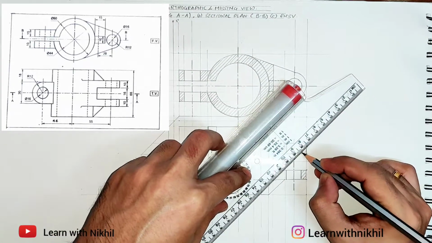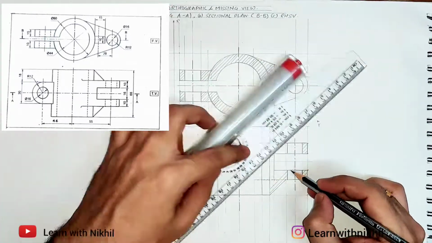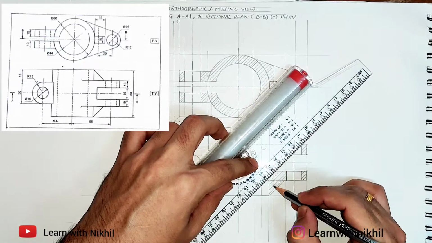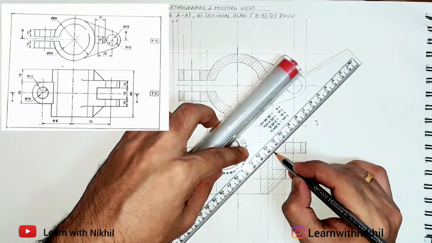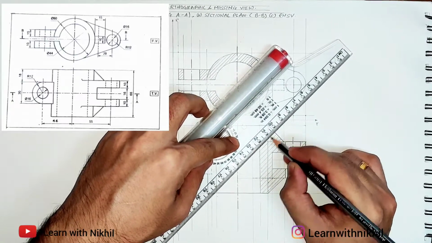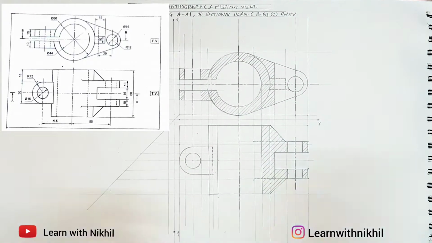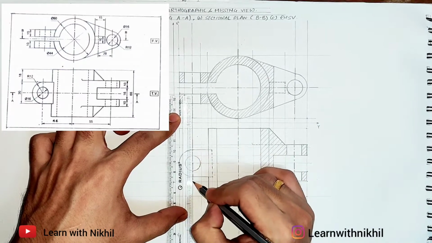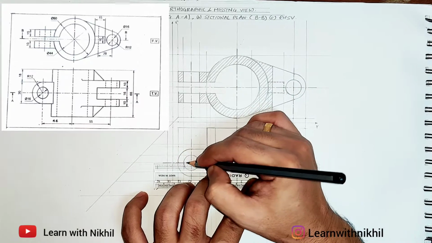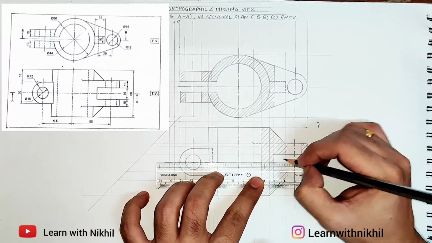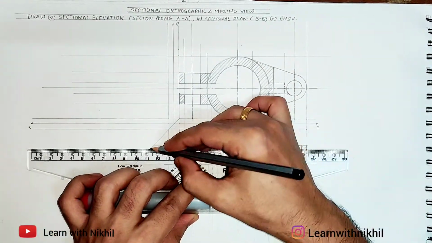Now in the top view, the circle which is visible, it's not sectioned. This part is sectioned, and the remaining part after the cut doesn't seem to be sectioned, so only this part is sectioned. Drawing the circle center line. And we are done with the front view and the top view.